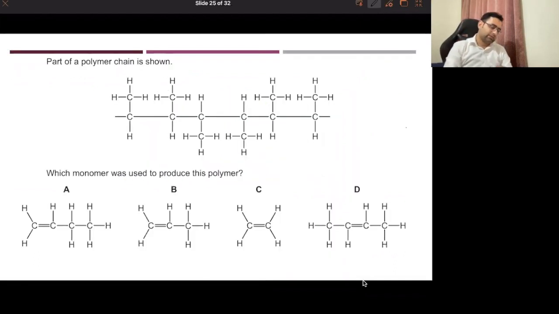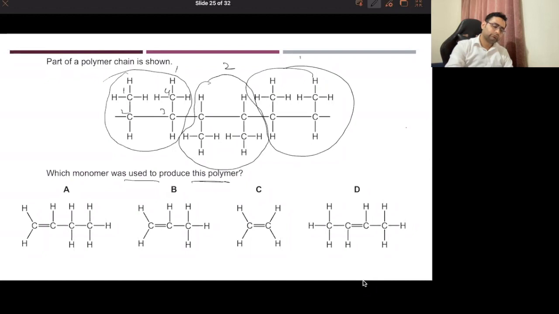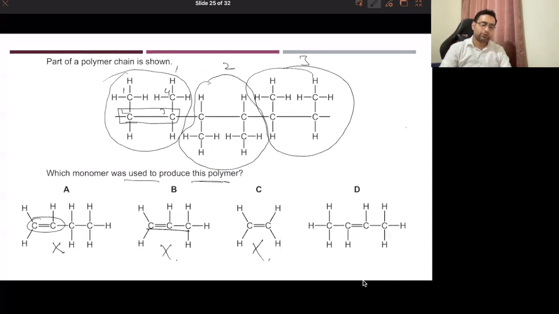Now, can you try this one? The same part of a molecular chain is shown. Which monomer was used to produce this polymer? First of all, identify the repeating unit. This is the first repeating unit. There are 4 carbons, 1, 2, 3, and 4. This is the second repeating unit. Number 1 and 2 are the same. This is number 3. So their double bond is between carbon number 2 and 3. In option D, the double bond is between carbon number 1 and 2, so this is incorrect. This has 3 carbons, so this is incorrect. 2 carbons, incorrect. There are 4 carbons and the double bond is at the center. So this is your answer.